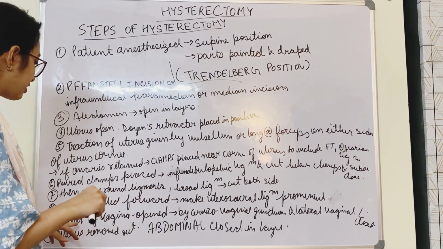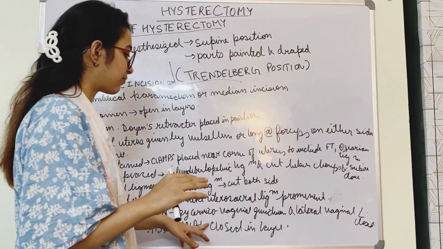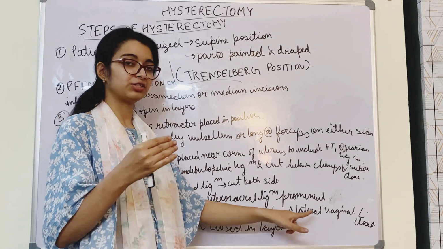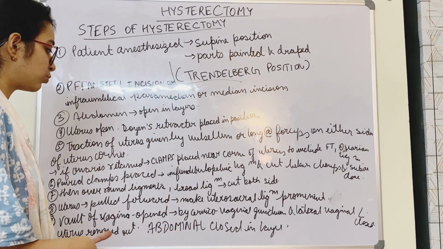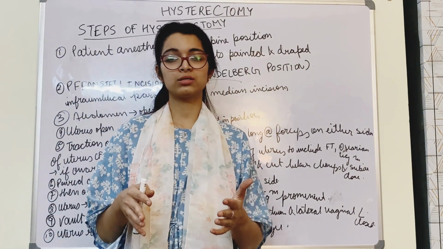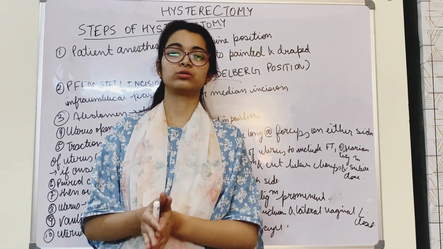So I hope you have understood the vault of the vagina that is opened by the cervico-vaginal junction, and the lateral vaginal angle is closed. So the last step is now the uterus is removed and the abdominal layers are closed. So this is the step.